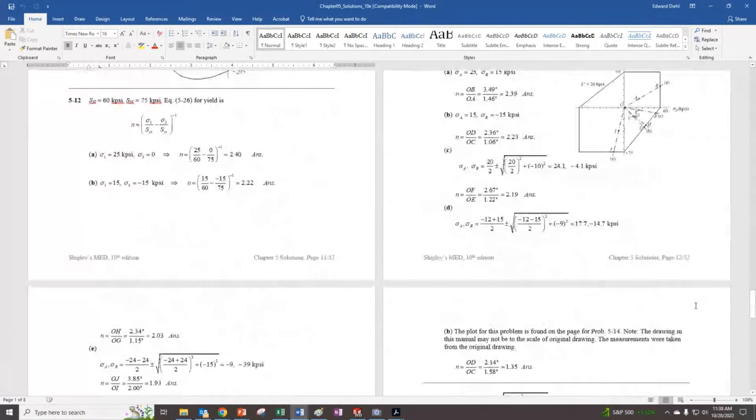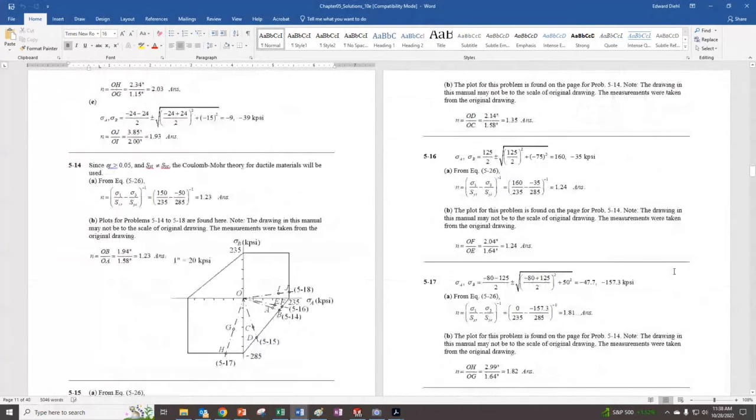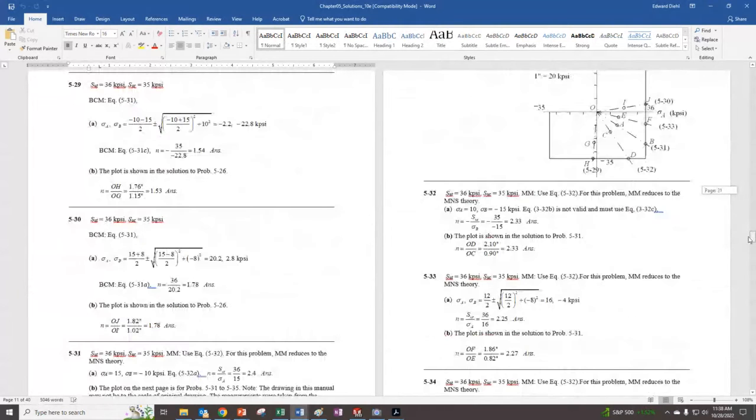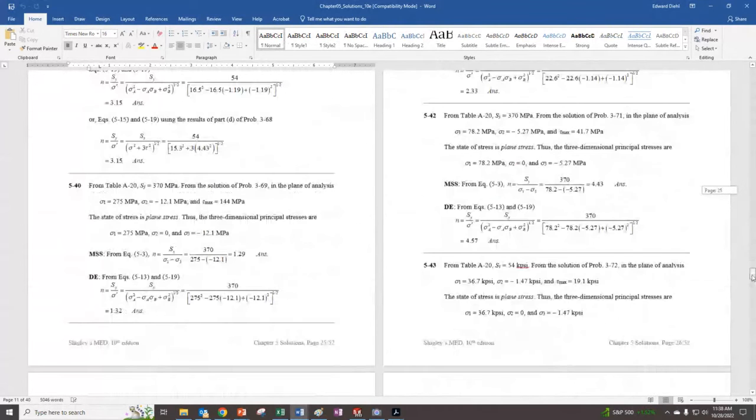I don't know what's going on. Why is that? Oh, there you go. Oh, yeah, it's loading up right now. There you go. So 5-43. Where'd you go?